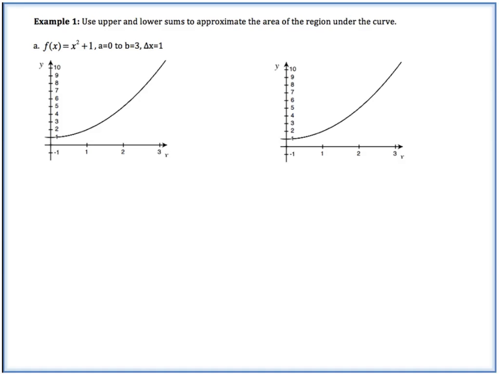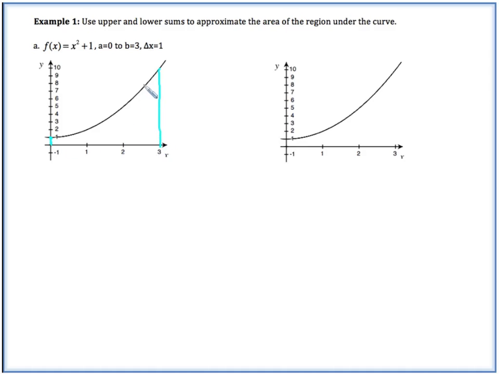So let's try an example now. It says use upper and lower sums to approximate the area of the region under the curve. So we have f of x equals x squared plus 1 drawn here, and we want to go between a equals 0 to b equals 3. So a equals 0 is right here, and then b equals 3 is right here.